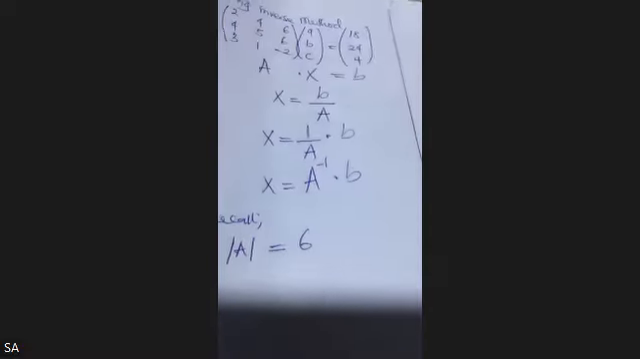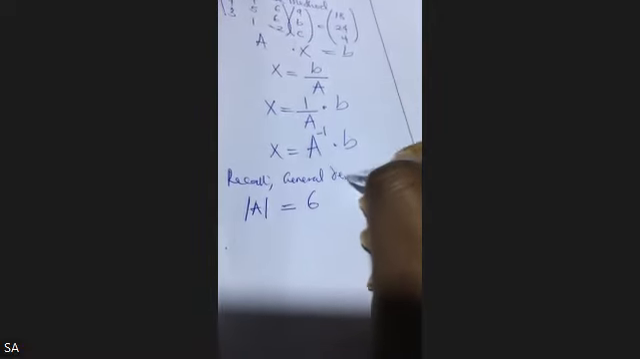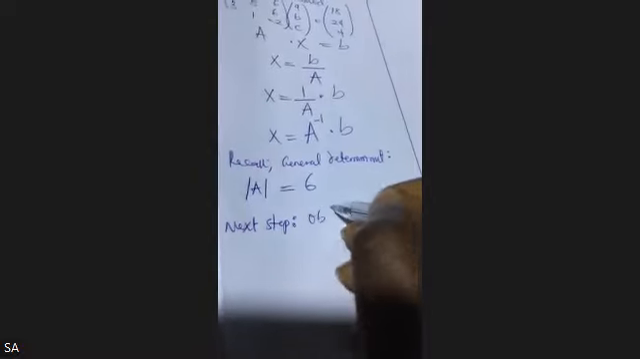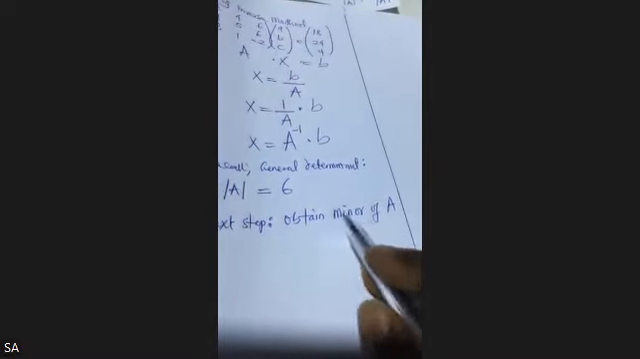At this point, please pay close attention. Next step. Recall, our general determinant is this. You don't need to write "next step" in the exam, but I'm showing it to you. Next step: obtain minor of A. That means obtain the minor of matrix A.